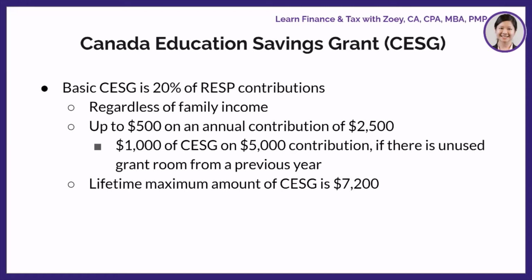The basic CESG is 20% of contributions made to the RESP, regardless of income, up to a maximum of $500 on an annual contribution of $2,500. The lifetime maximum amount of CESG a child can get is $7,200. Unused CESG contribution room is carried forward and used when RESP contributions are made in future years. However, the maximum CESG payable in any year is $1,000.